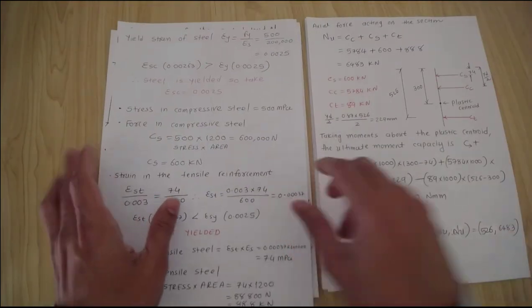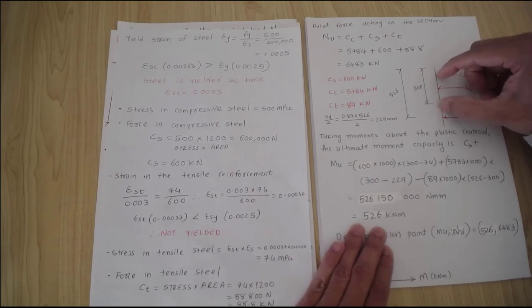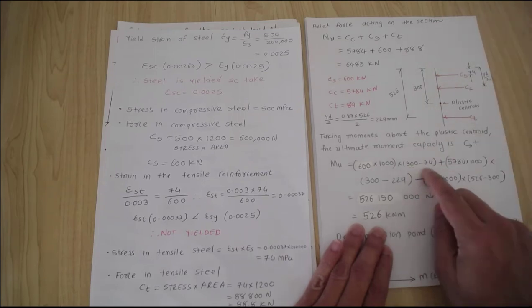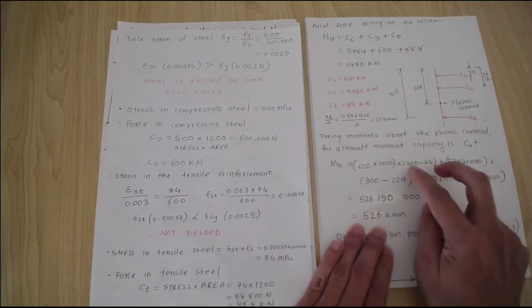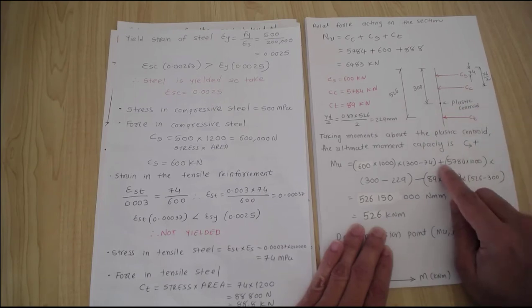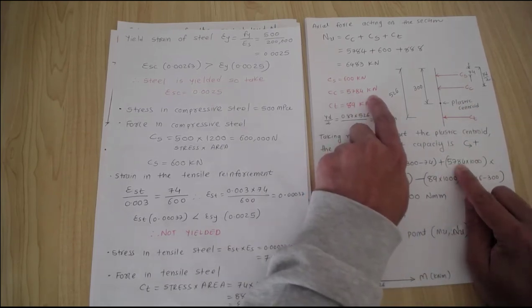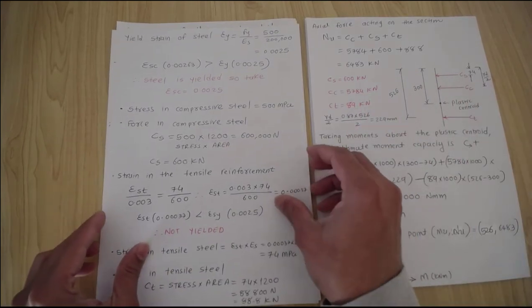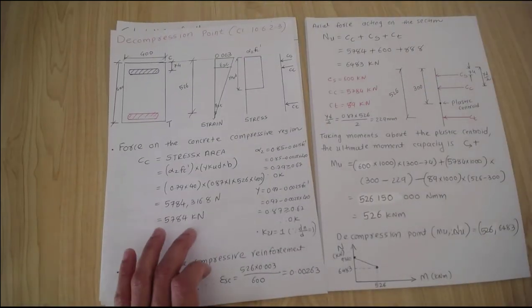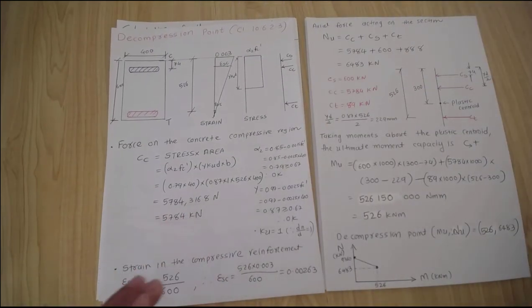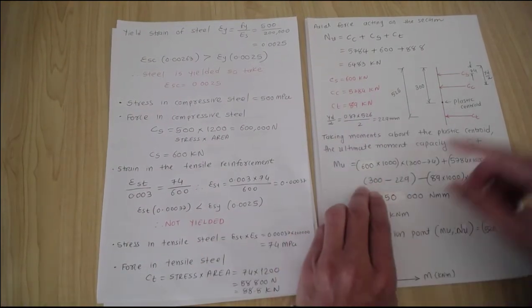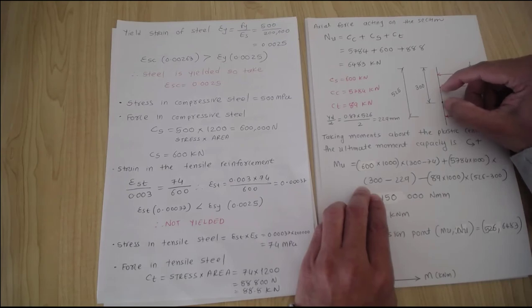So the distance you are measuring from this point to this point would be 300 take away 74. So this is force times distance to the plastic centroid, plus 5784 kilonewtons. That 5784 is the compression force in the concrete, which we calculated in the previous video, so I use it here, times 1000 to convert into Newtons, times the distance from this force to the plastic centroid.